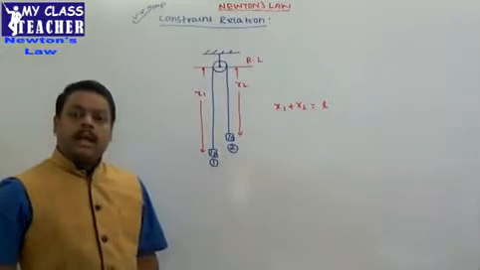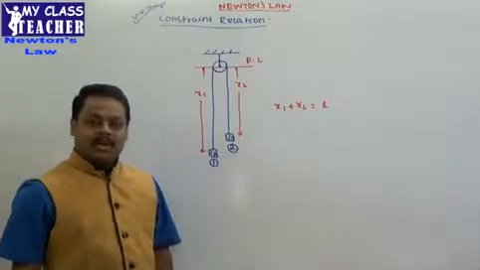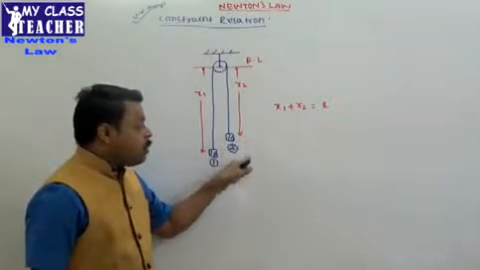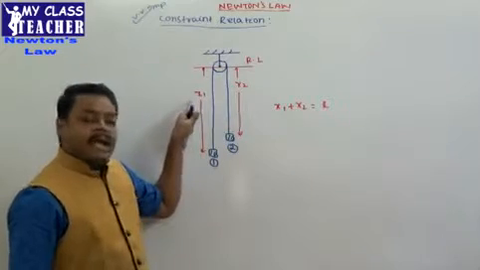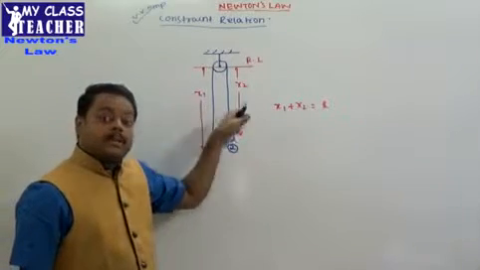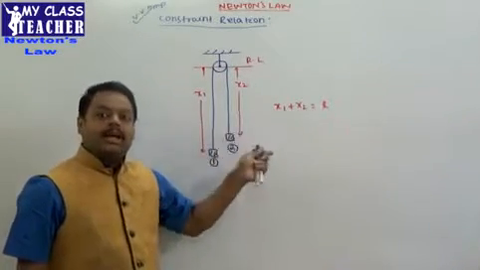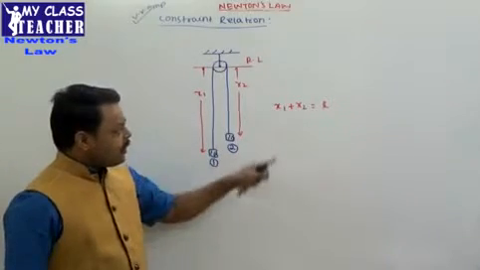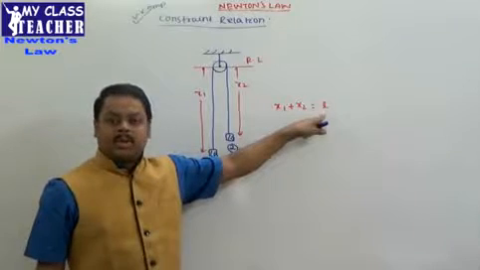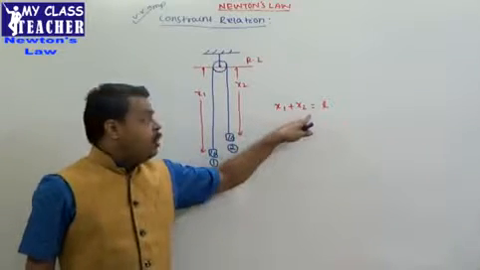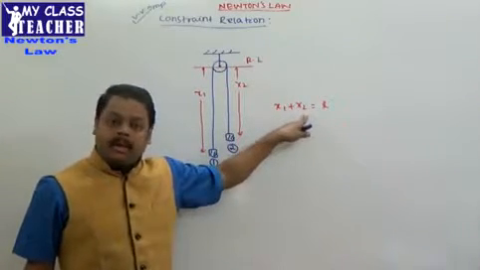लेकिन हमें पता है total length of the string is always a constant quantity. क्योंकि if this object will go downward, this object will go upward. If x2 will increase, x1 will decrease, but x1 plus x2, total length of the string, is always constant. ठीक है? That means x1 plus x2 is a constant quantity, that is length of the string. What is x1? Position vector. What is x2? This is another position vector.